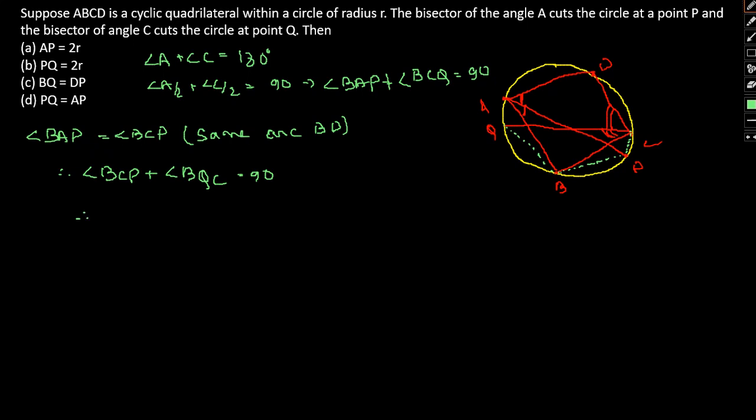Okay, so therefore angle BCP plus angle BQC equal to 90. So therefore angle PQC again equal to 90. So therefore PQ is equal to diameter, because in a circle the angle subtended by a diameter is always 90 degrees. So therefore PQ equal to twice R. This is the correct option. So I hope this is clear to you how we came about with the solution of the same.